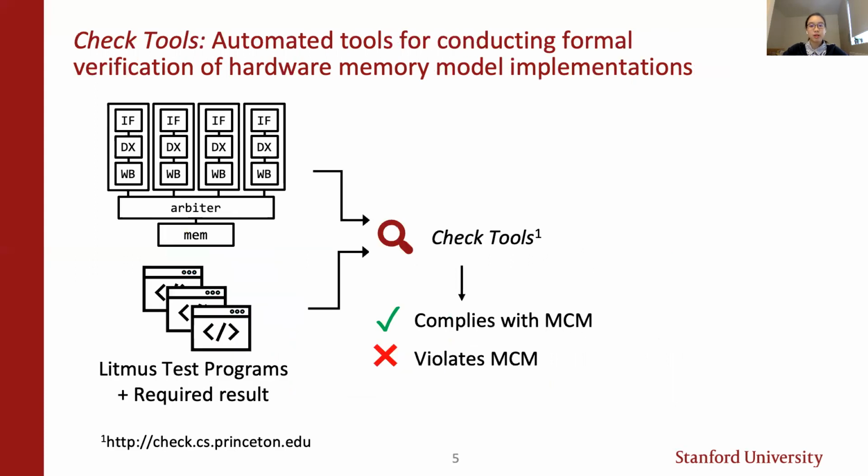To verify hardware MCM implementations, Princeton proposed a suite of tools called the Check tools. Given a processor design and a suite of litmus test programs, the Check tools formally prove whether the processor implementation complies with its ISA MCM with respect to the litmus test programs. These litmus tests are small parallel programs featuring an outcome of interest to be checked by the Check tool, such as hello only for the running example.